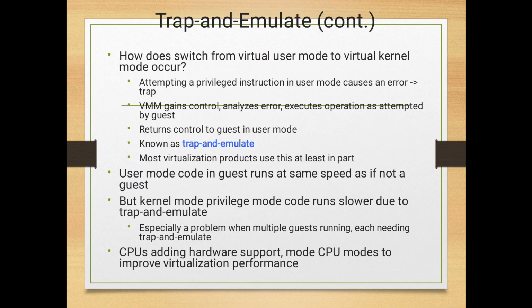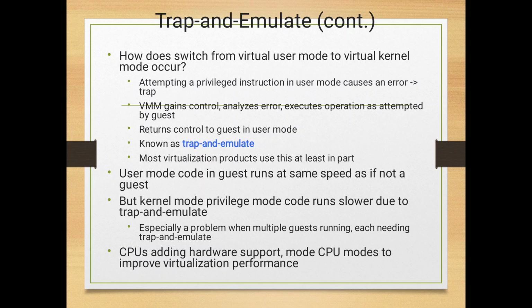And how does it switch from the virtual user mode to the virtual kernel mode? It has the following procedure. That's the trap and emulate process. Attempting a privileged instruction in user mode causes an error. That is a trap. The VMM gains control, analyzes the error, and executes the operation as attempted by the guest. Then it returns control to the guest in user mode. So that's trap and emulate.